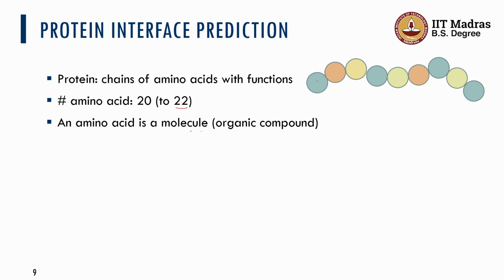And amino acids are also molecules. An amino acid is nothing but a molecule. It's an organic compound, as a matter of fact, and hence we can think of an individual amino acid as being converted into a molecular graph.